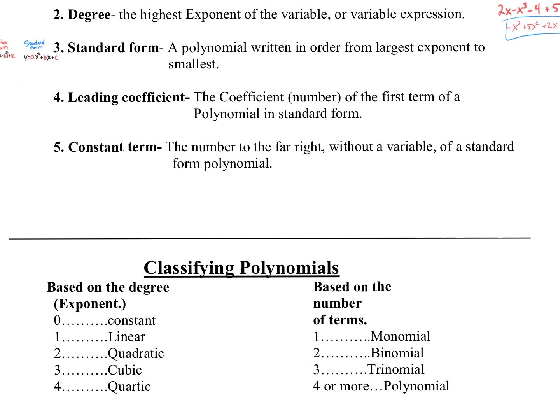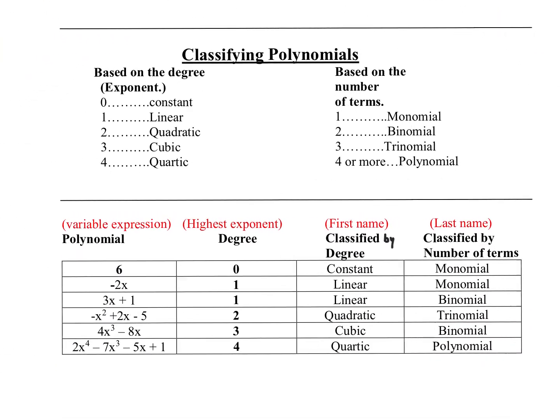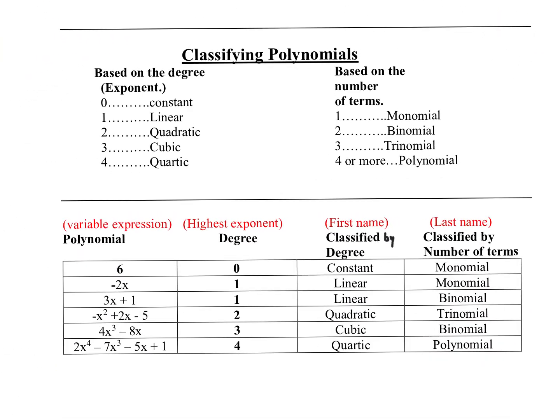Okay, so let's go down to right here. These are just how to classify polynomials, first and last name. Usually in the past, I would ask you to memorize this right here. It doesn't matter. It's not on the final exam. So you could use this on the homework assignments and stuff. You don't have to actually memorize it. But the first name is based on the degree, the highest exponent. So for example, if your highest exponent is 3, the first name would be cubic. The last name is based on the number of terms. So if there's only 2 terms, that'd be a binomial, right?